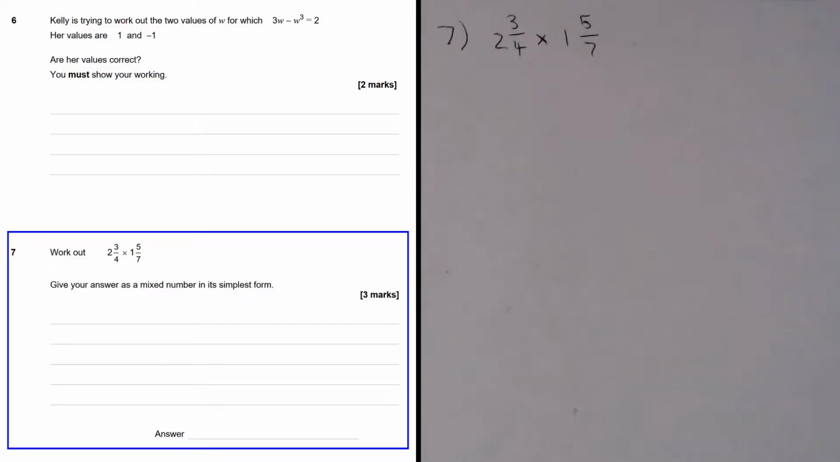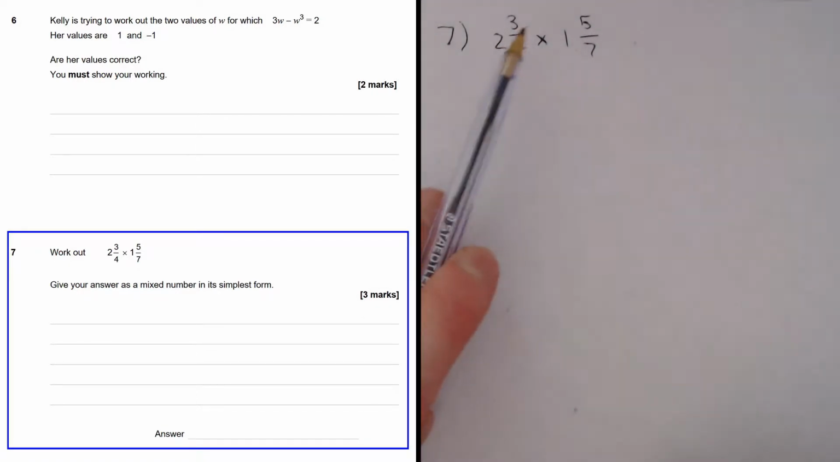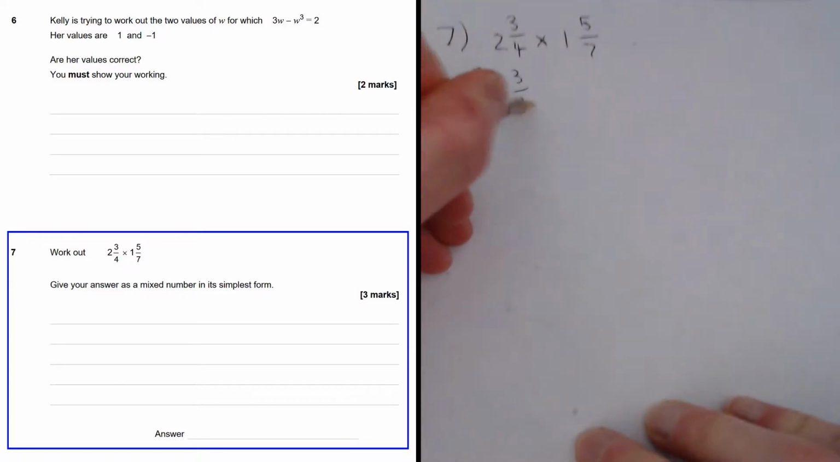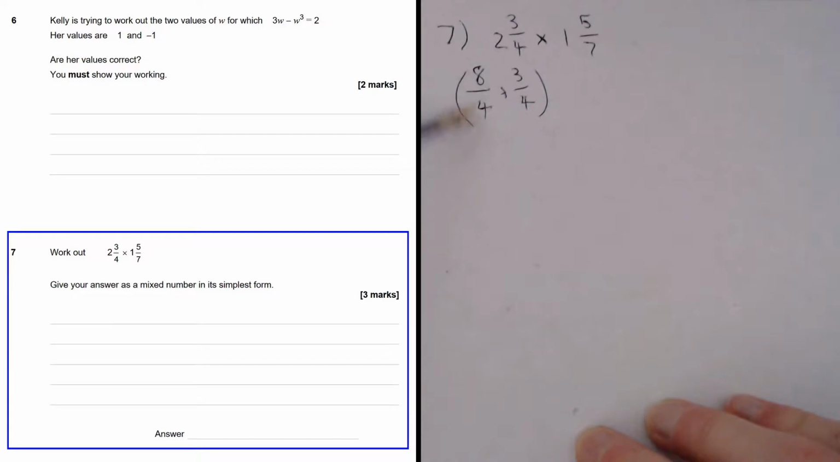Question 7 asks us to work out 2 3/4 multiplied by 1 5/7. We are asked to give our answer as a mixed number in its simplest form. So to tackle this question, the first thing I would do is write these mixed fractions as improper fractions. So we've got 2 3/4. So we've got 2 whole ones and 3/4. Well, what is 2 whole ones in terms of quarters? Well, that's going to be 8/4, yeah? Because 8 divided by 4 is 2. And then we've got another 3/4.